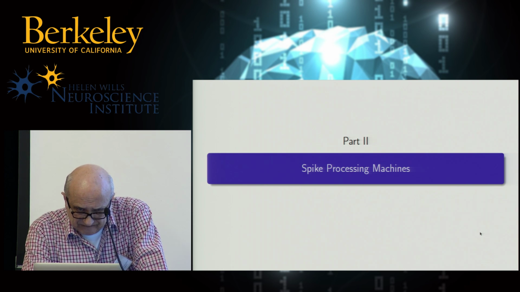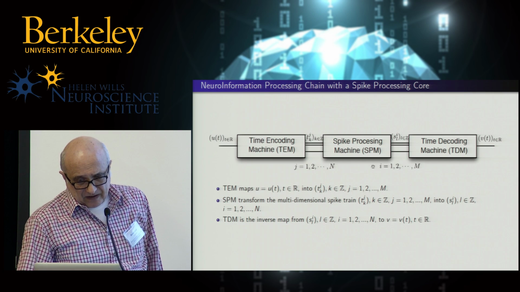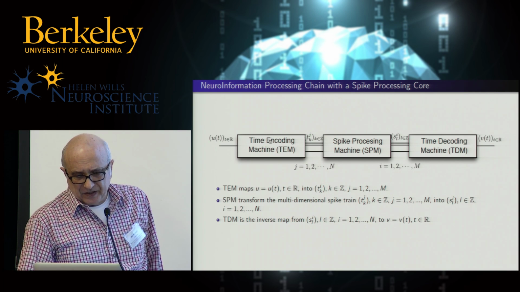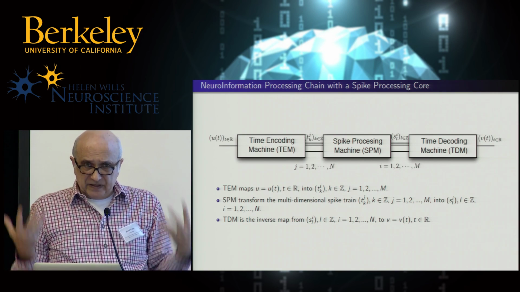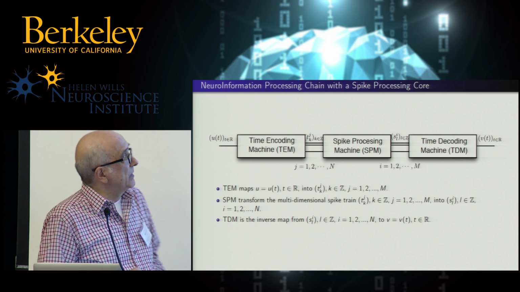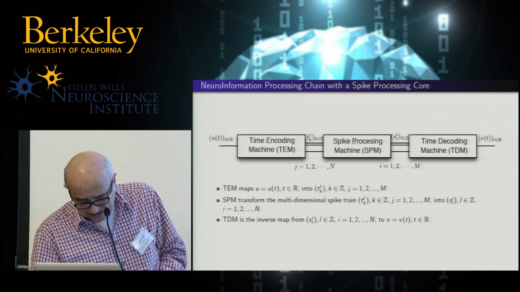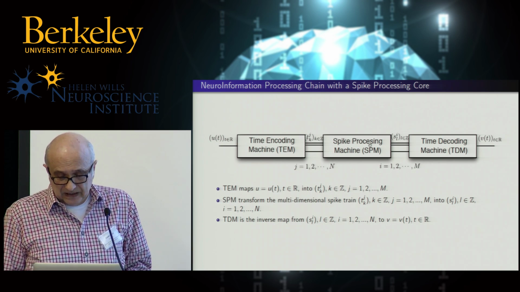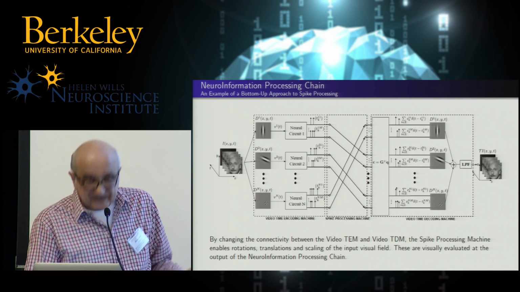Spike processing machines. Okay, so fundamentally, until now, I focused on information representation using time encoding machines. So here's the visual space, and I'd like to understand how many spikes I need to represent it. And I argued that Nyquist rate is fundamental to this. Now what we'd like to do is take these spikes here, pass them through a spike processor, and do something interesting. And so this is tricky.